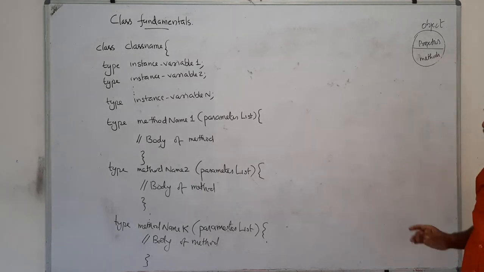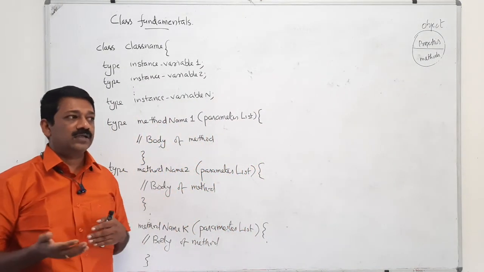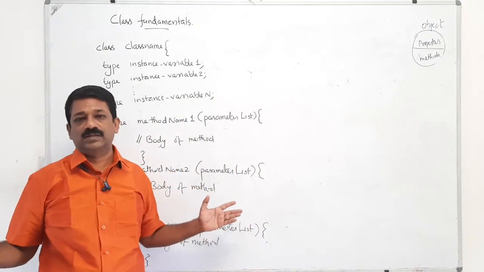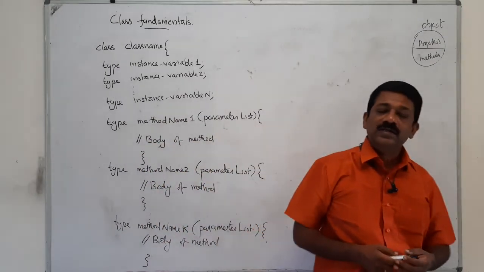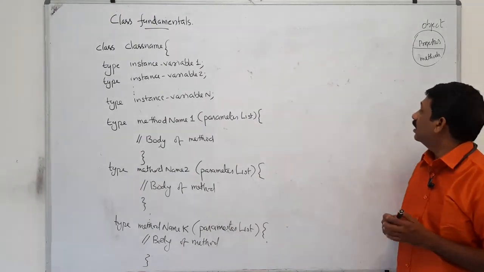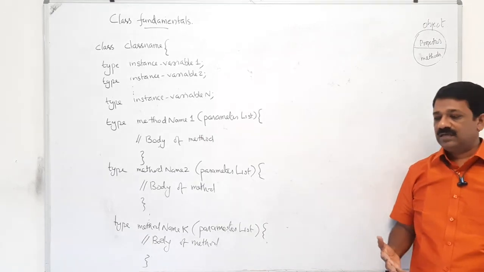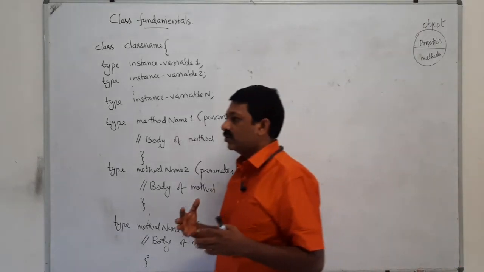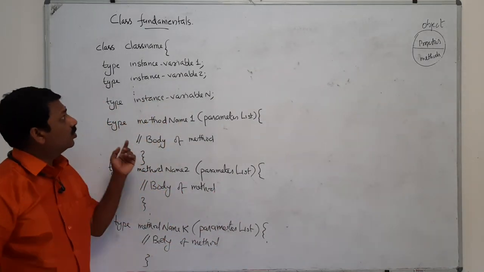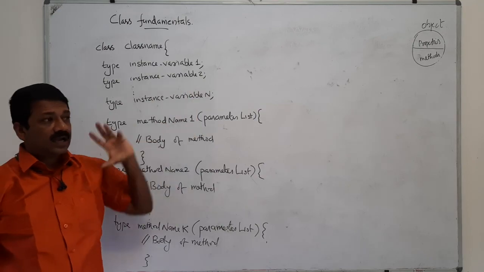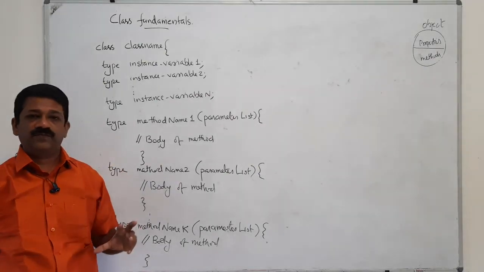And method means this object can do something. This object can do a lot of things. That means I can walk, I can run, I can jump. These are the methods. For example, as a human being, whatever I can do, those are the methods of that class. Now a class has a set of properties and a set of methods.